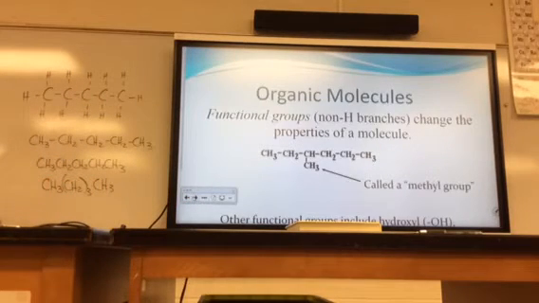Those substituting things that come off as a branch from a carbon chain are called functional groups. And a functional group that's on a chain will alter the properties of the molecule. So if you have a hydrocarbon that's got a certain boiling point, you put a functional group on it, its boiling point's going to change. And maybe it's going to make it a polar molecule where before it was a nonpolar molecule.